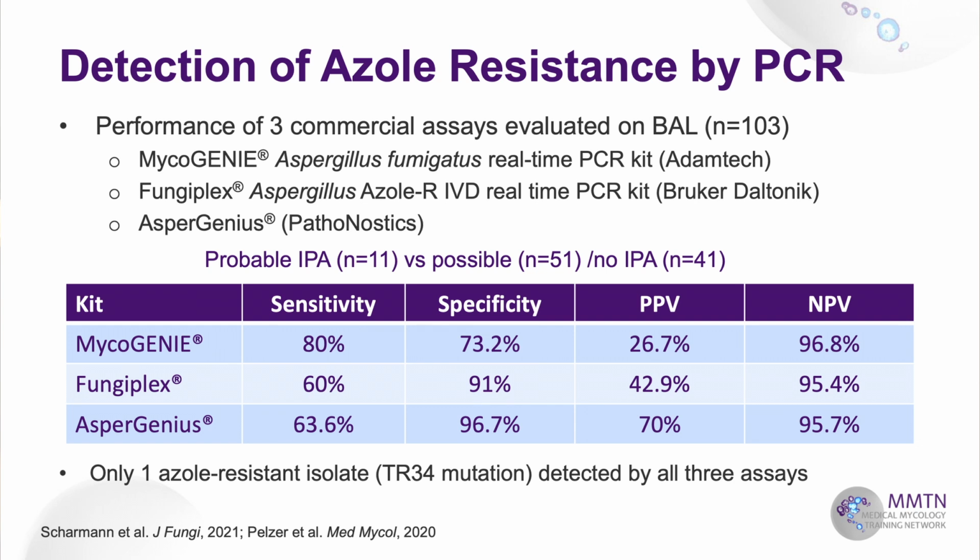So these 2 assays actually, whilst they had lower sensitivities, certainly the Aspergillus had a better positive predictive value, and all of them had pretty similar negative predictive values. Now, unfortunately, only one of these samples was found to be azole resistant, and it was a TR34 mutation. And actually, at this stage, these assays don't necessarily offer a better performance over just conventional culture.